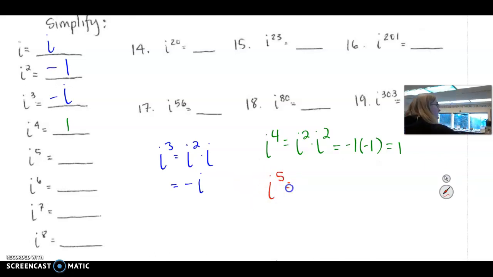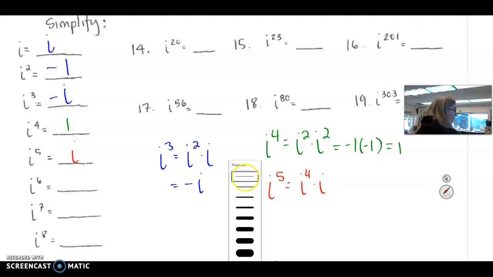So i to the 5th, if we break everything down into multiples of i to the 4th and then look at what's left over, this is where you're going to want to get to. i to the 4th times what to get i to the 5th? Just another i, right? Because it'd be i to the 1st, and you'd add those exponents. So i to the 5th is equal to i to the 4th times i. What's i to the 4th? 1. So it's just 1 times i, that'll just equal i. What do you think you're going to get when you do i to the 6th?